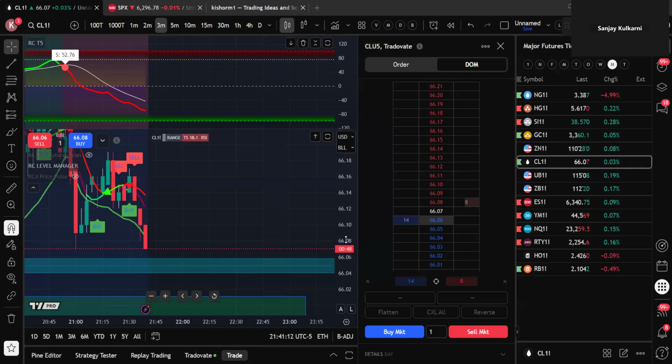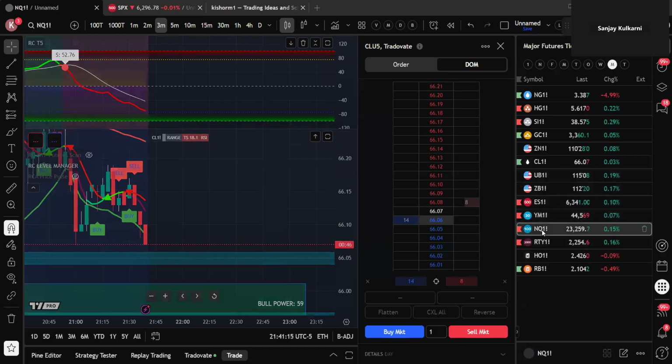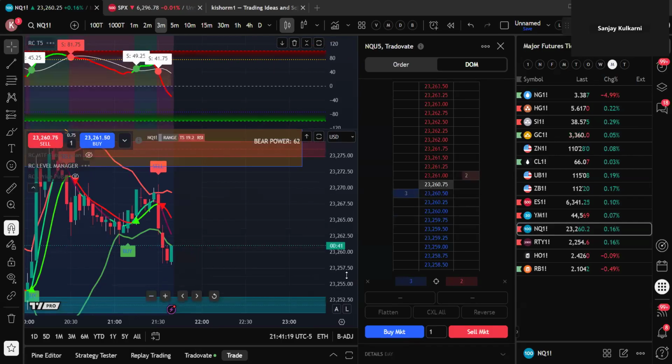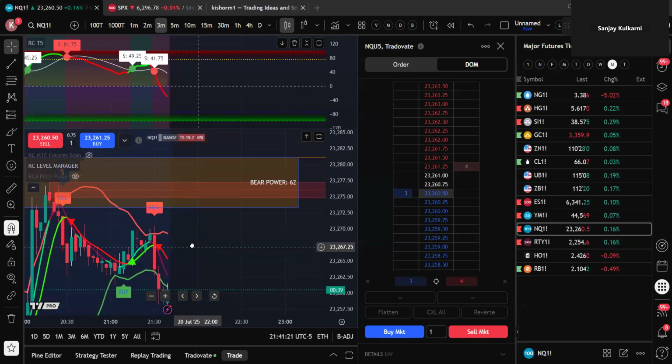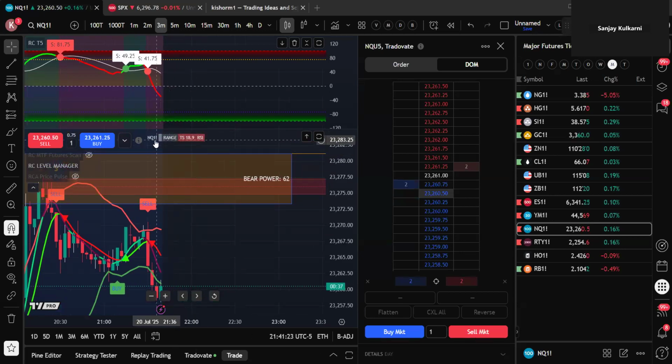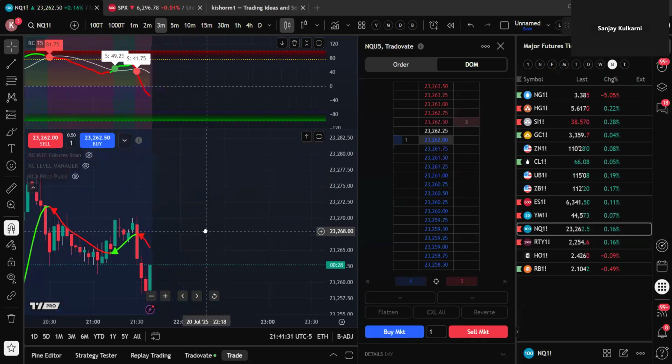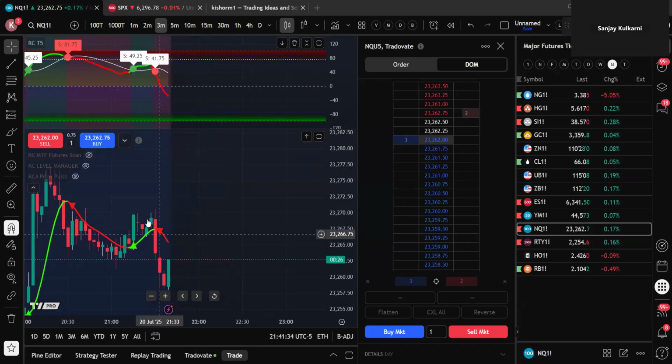Let's see, where do I get that from? Yes, you get it from the futures level manager. But here you are only getting it for one time frame, right? You are not looking at the different time frames. That is where we generally make a mistake. You only look at one time frame and you take a shot.